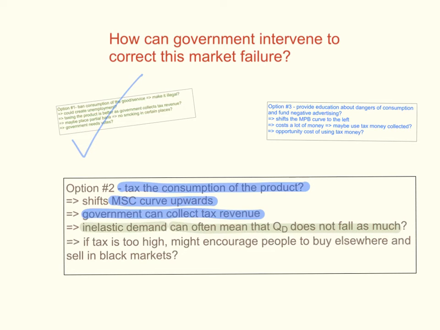At the same time, if the tax is too high, this might encourage people to buy it elsewhere and resell it in black markets. So in a lot of European countries, people just cross the borders to go and buy cigarettes that are cheaper across the border, and then they come back and they resell them. So this creates other problems for the government.